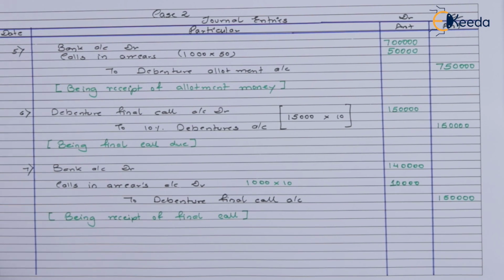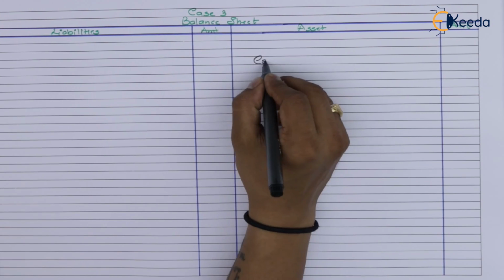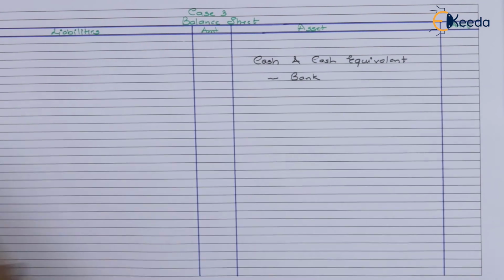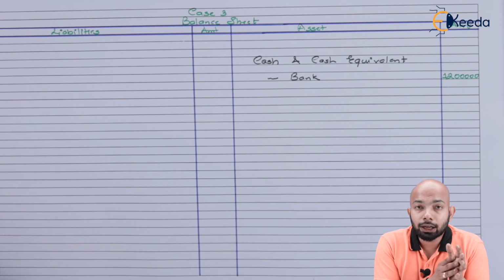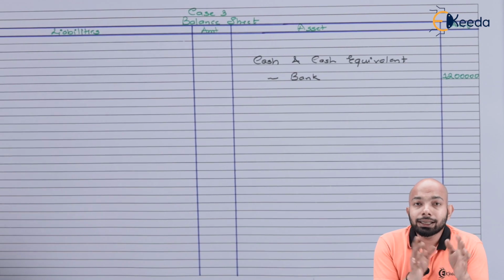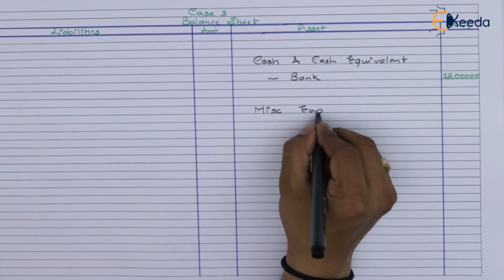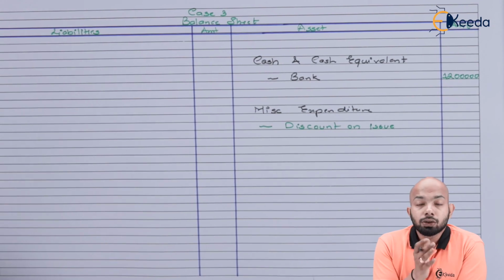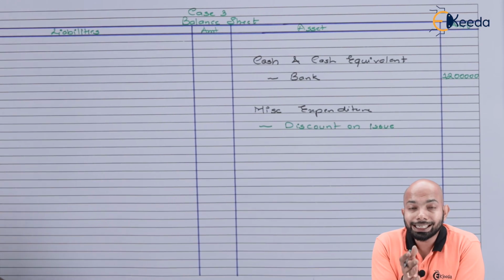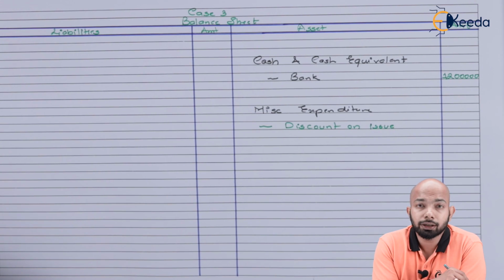Now that all the entries are passed, we can go ahead and prepare the balance sheet here as well. So we'll first mention the bank account total. The bank account total has come to 12 lakh rupees. The next item that we have to mention here is the miscellaneous expenditure, which is discount on issue of debentures. So the total discount that we have to mention here is 3 lakh rupees, because 15,000 debentures multiplied by 20 rupees was the discount. So that we have to mention here.